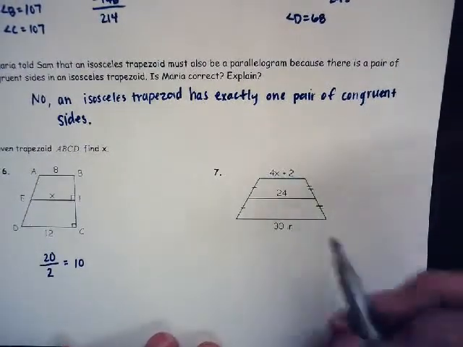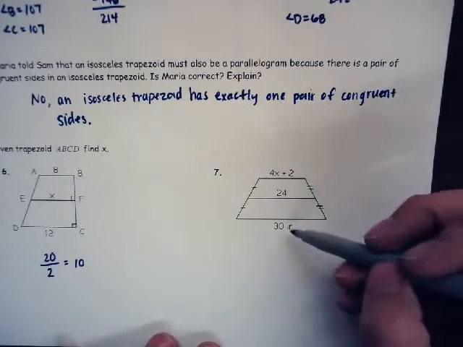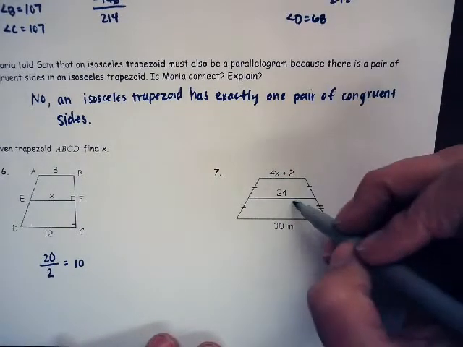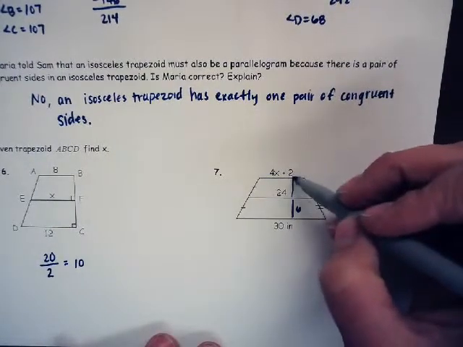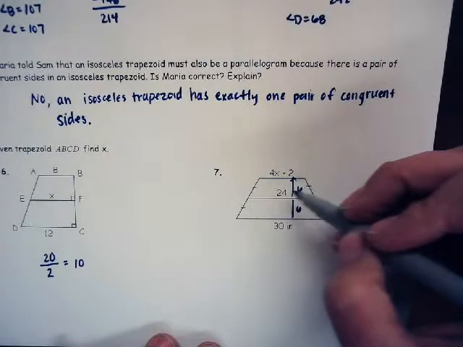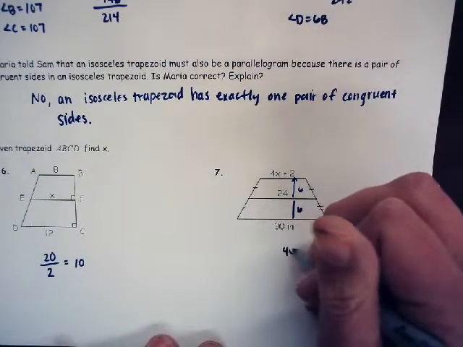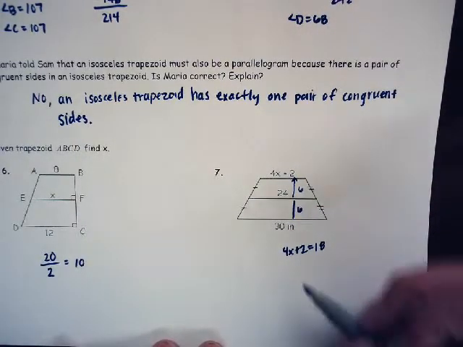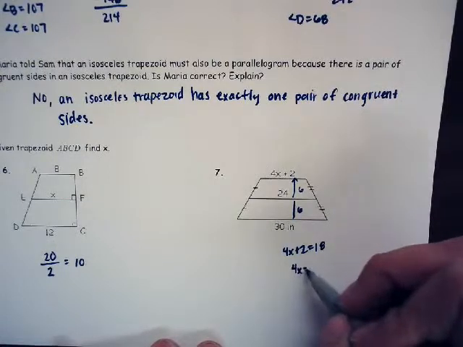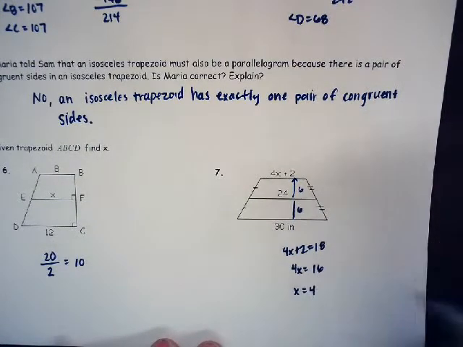Now number 7, I can look at this and think, well, if this is 30 and this is 24, the difference here is 6, right? That means that the difference on this one is going to be 6. So 24 minus 6 is 18. So 4x plus 2 has to equal 18. If I subtract 2 from both sides, 4x equals 16, divide by 4, and I get x equals 4.